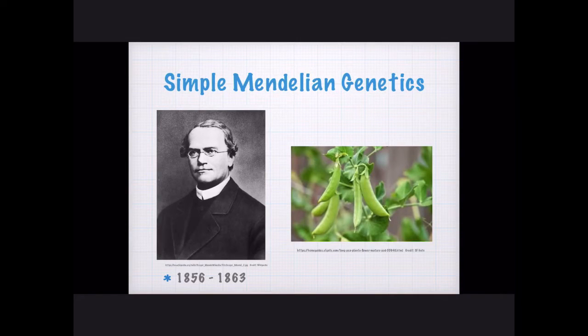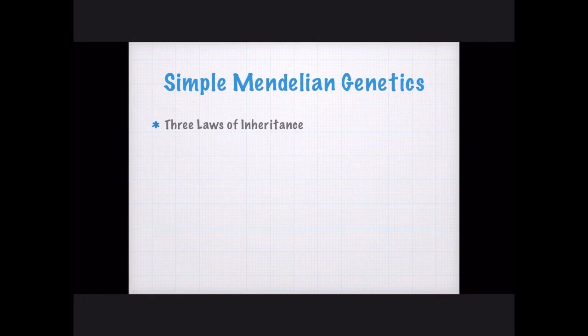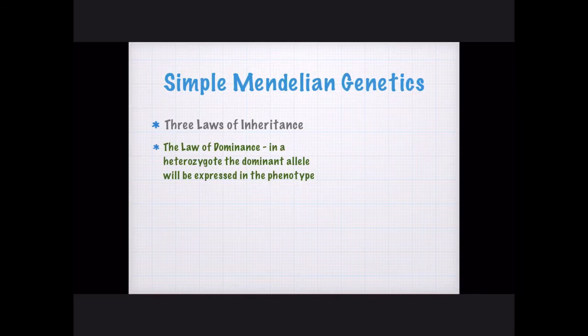By studying these pea plants and their genetic patterns, he came up with a set of laws called the 3 laws of inheritance. The first law is called the law of dominance. This law states that in a heterozygote, only the dominant allele will be expressed in the phenotype.